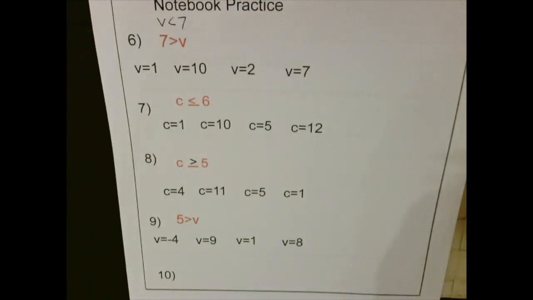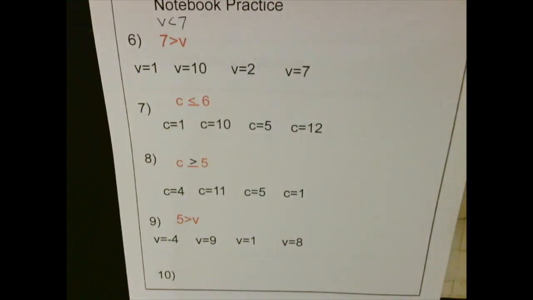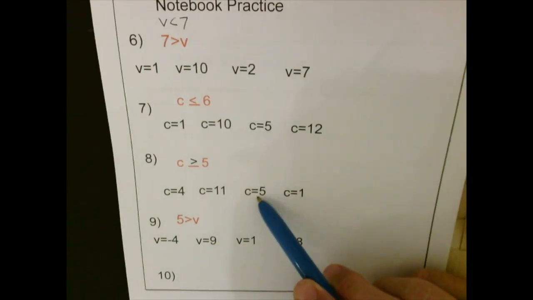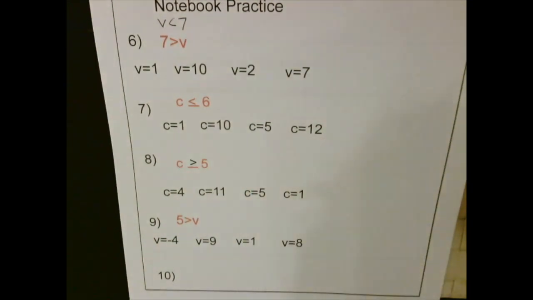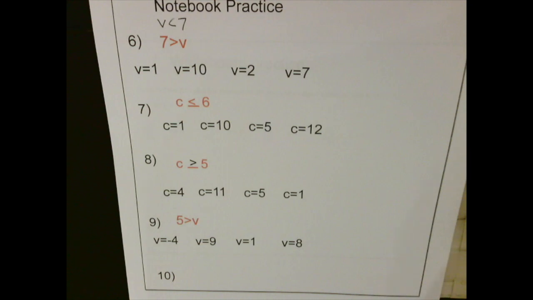Number 8. C is greater than or equal to 5. So what are the possible solutions that can make this inequality true? 11 is greater than or equal to 5. And I see that 5 is in fact greater than or equal to 5. So we have two solutions for this inequality.